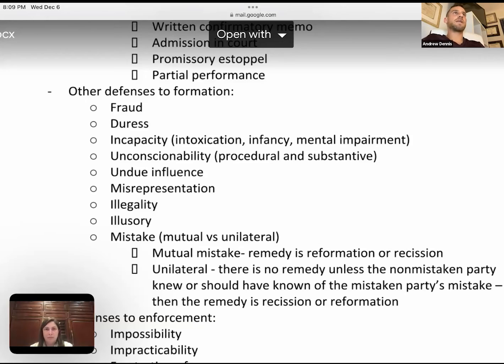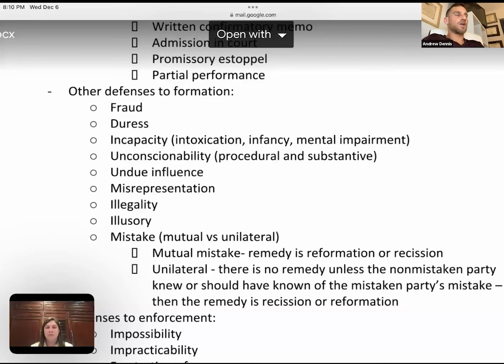Procedural unconscionability is like unfair bargaining power. There was one party who was in an unfair position of power, and then substantive is like oppressive terms. You know, I agree to tutor you for $1 million an hour.